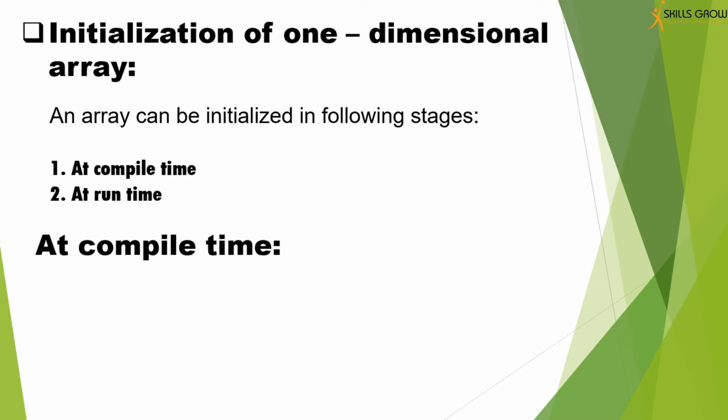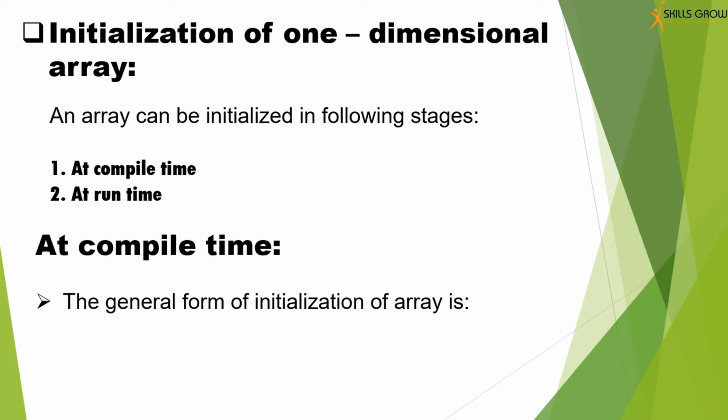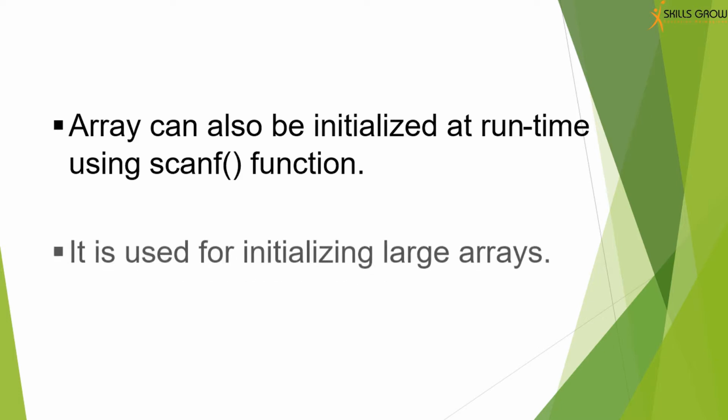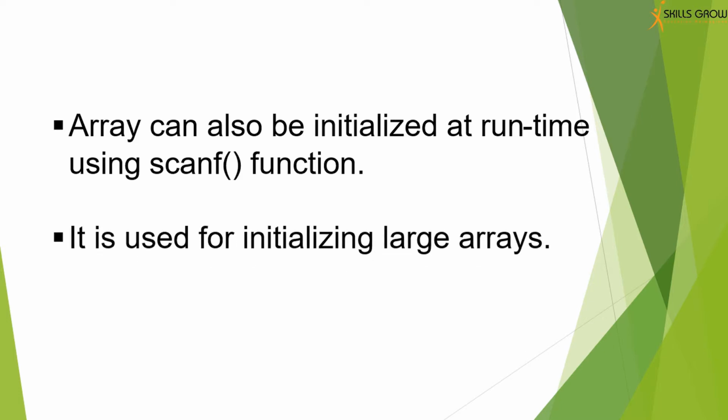At compile time, during this initialization, the array is initialized when it is declared. Here is the general form of initialization of array. And here, the list of values are separated by commas. At runtime, an array can also be initialized during runtime using the scanf function. Usually, this is used for initializing large arrays or to initialize an array with user-specified values.